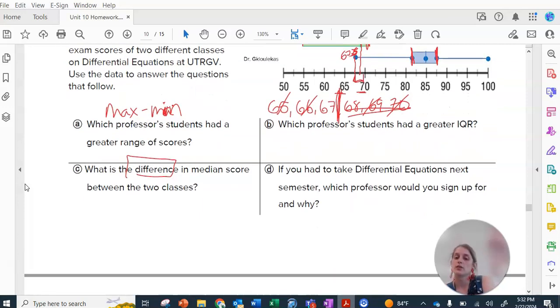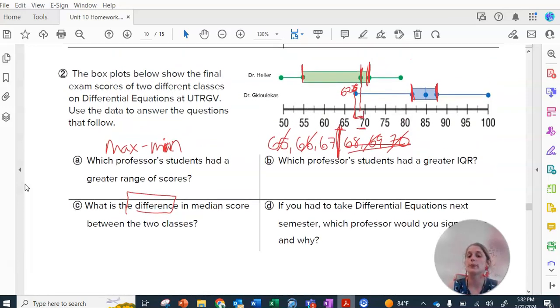If you had to take this class next year, which professor would you sign up with? I think I can tell you right away which professor I'd sign up with just by looking, but the why needs to include some kind of math evidence.